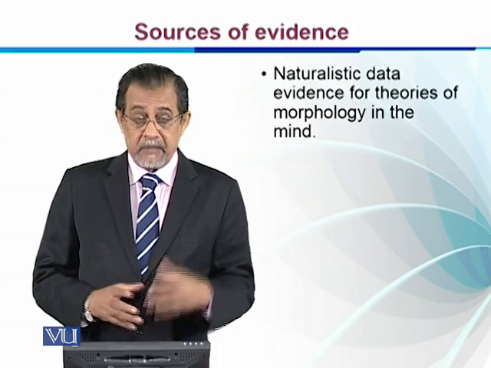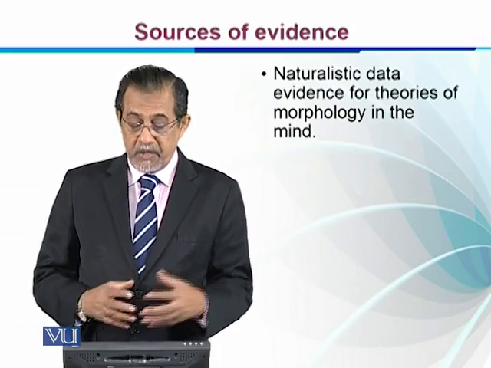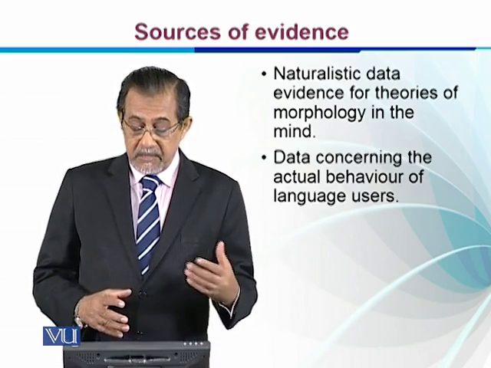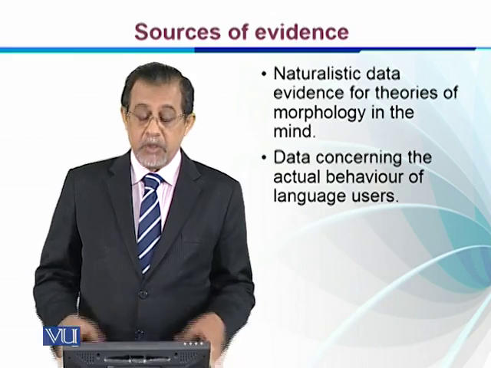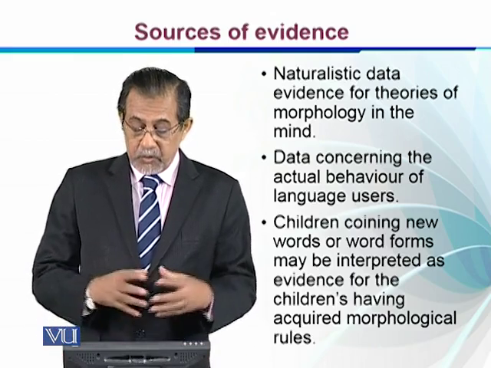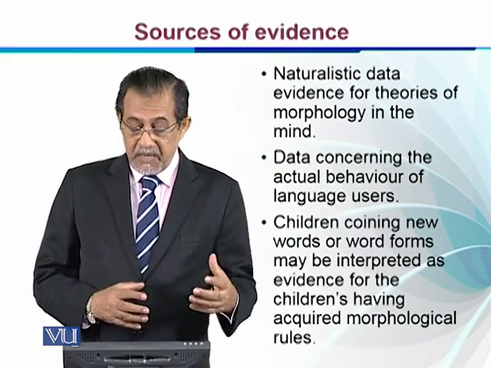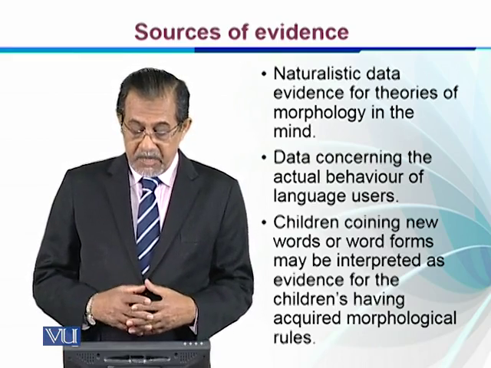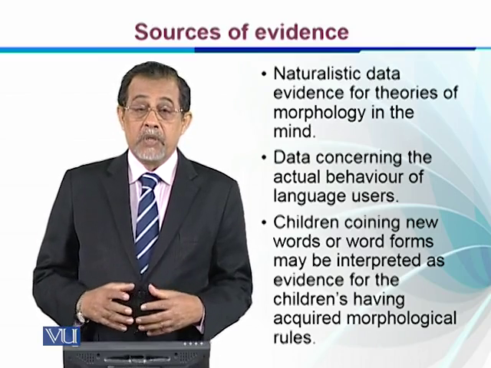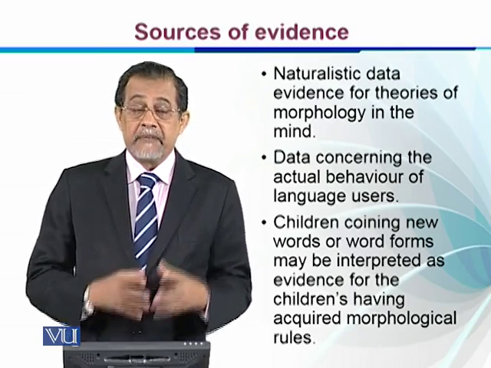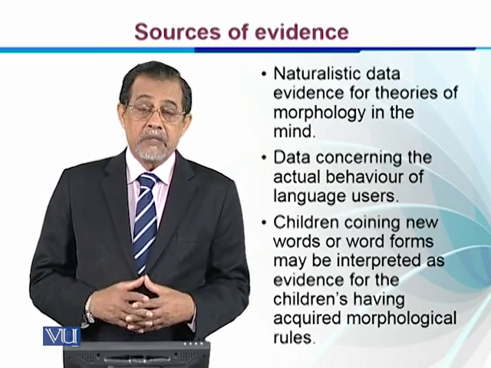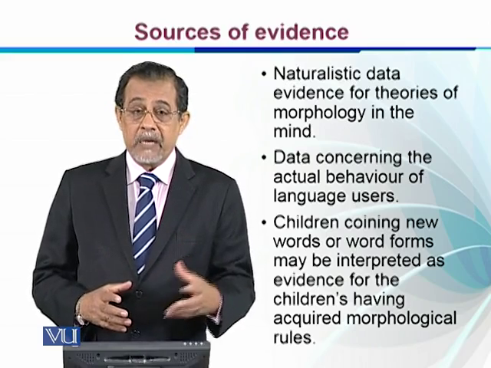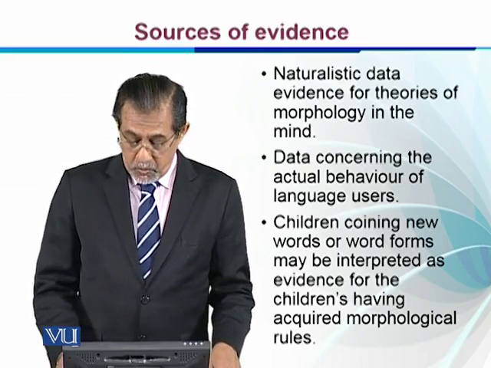Naturalistic data is the other source of evidence for the theories of morphology in our mind. This data concerns the actual behavior of language users. Children coining new words or word forms may be interpreted as evidence for the children's having acquired morphological rules. As children can recognize different morphologically complex words, we believe that they have acquired rules to use those words.